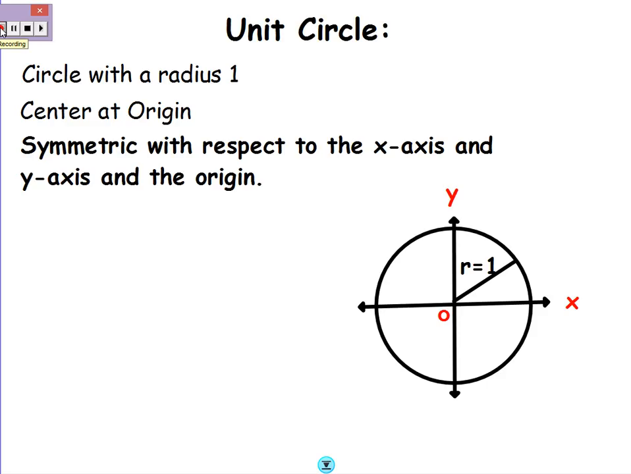So the unit circle, very special. It is a circle with a radius of 1 unit. That's why we call it the unit circle. It's 1 all the way around. The center is at the origin, and it's symmetric with respect to the x-axis, the y-axis, and the origin. If I take this top half and fold it, it folds there. If I fold it this way, it matches up. And if I fold it with respect to the origin, over the line y equals x, that works as well. So it's symmetric everywhere.